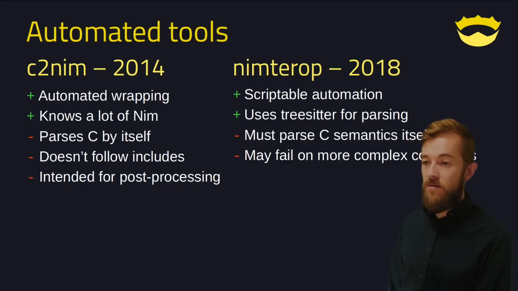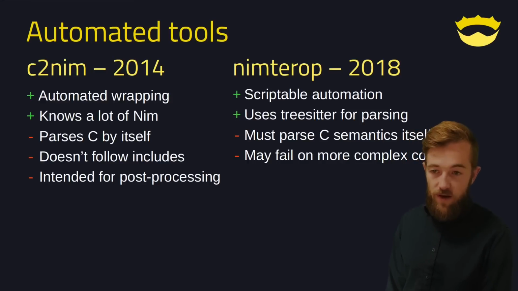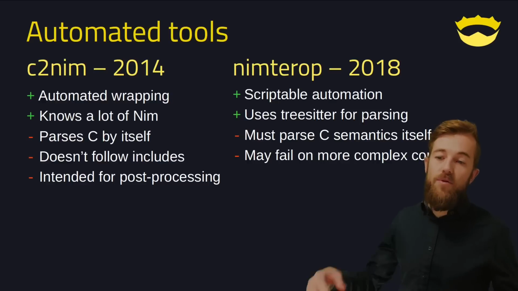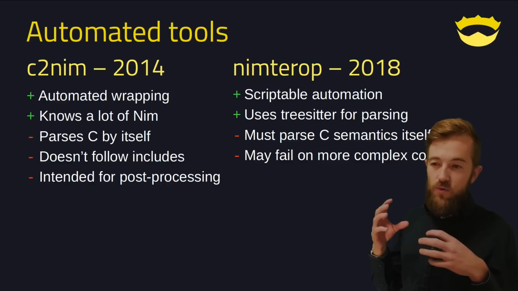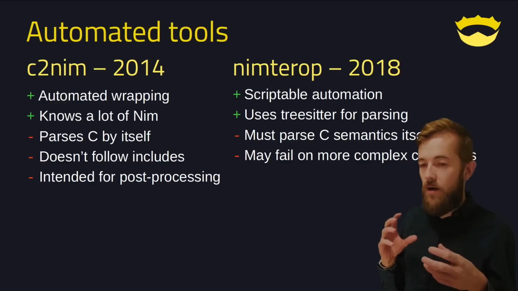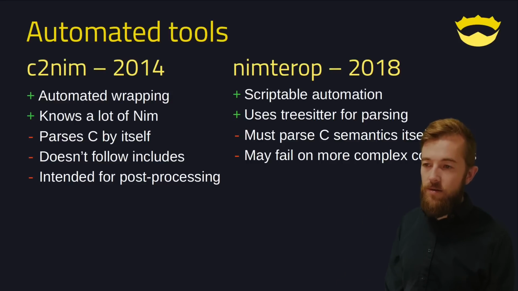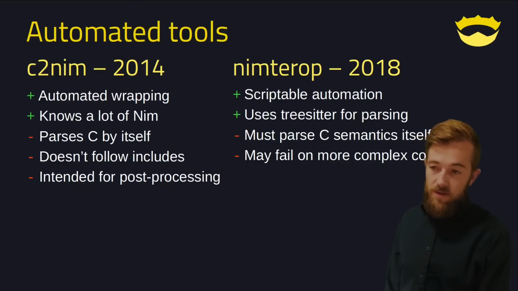So C2Nim is meant for snippets. You give it a snippet or a small header file, and it will wrap that small header file. But it isn't meant to wrap a full project. So it doesn't follow includes. It doesn't do well with if-defs, just because if you want to parse if-defs, that's a Turing complete language. You basically need to implement the C preprocessor into your program, which C2Nim just doesn't do. It tries for some parts, but it doesn't do everything.